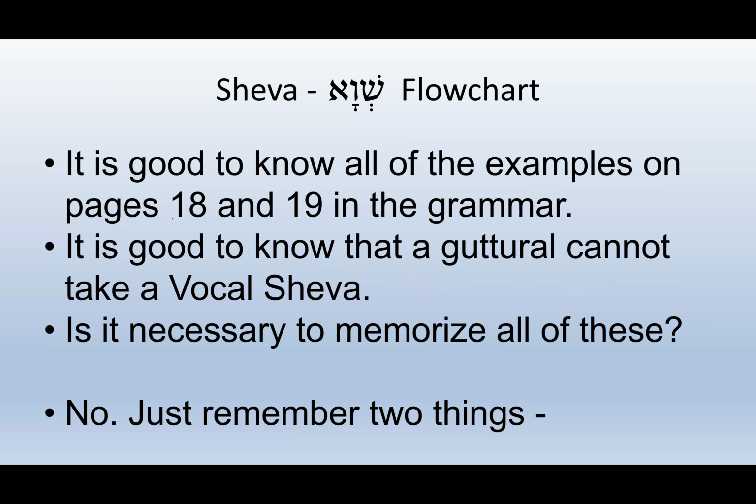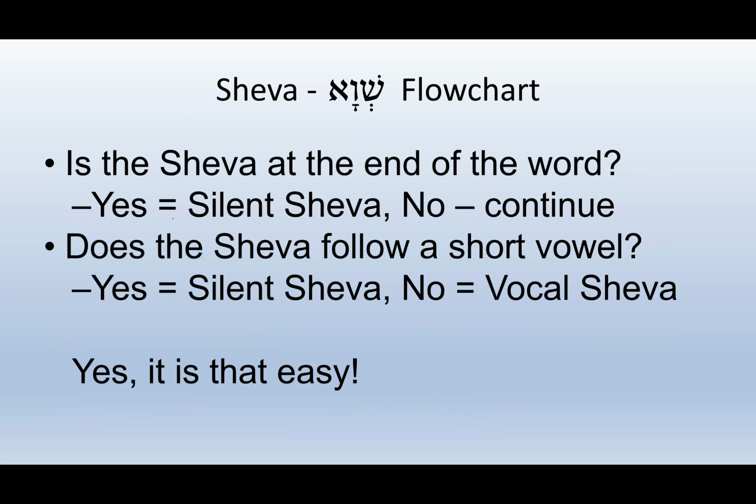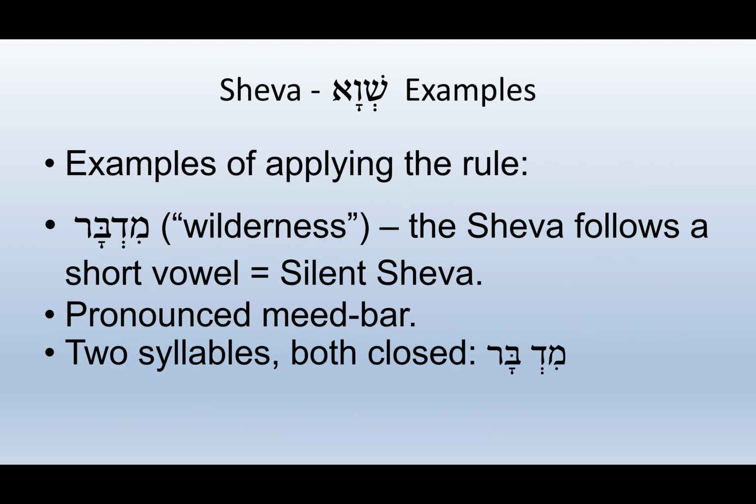It's good to know all the examples on pages 18 and 19 of the grammar. It's good to know that a guttural cannot take a vocal Shva. Is it necessary to memorize all these things? No. When it comes to the Shva, you really basically only need to remember two things. Is the Shva at the end of the word? Yes, it's silent. No. Well, we have to ask another question. Does the Shva follow a short vowel? If it does, it's silent. If it does not follow a short vowel, it's vocal.